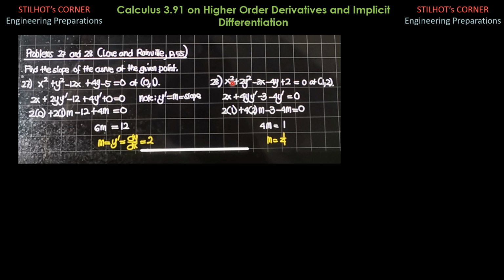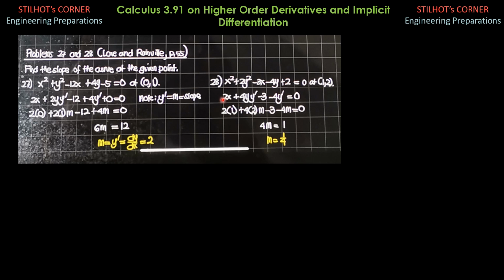Then number 28: x squared plus 2y squared minus 3x plus 4y plus 2 equals 0 at (1, 2). When x is 1, y is 2. This curve is an ellipse in my opinion because the coefficients of x squared and y squared are not equal, but both positive. When x is 1 and y is 2: 1 squared is 1, plus 2 times 2 squared, so 9, minus 3 times 1, so 6, minus 4 times 2, negative 2, plus 2 equals 0. So it is satisfied. This point lies on this curve.